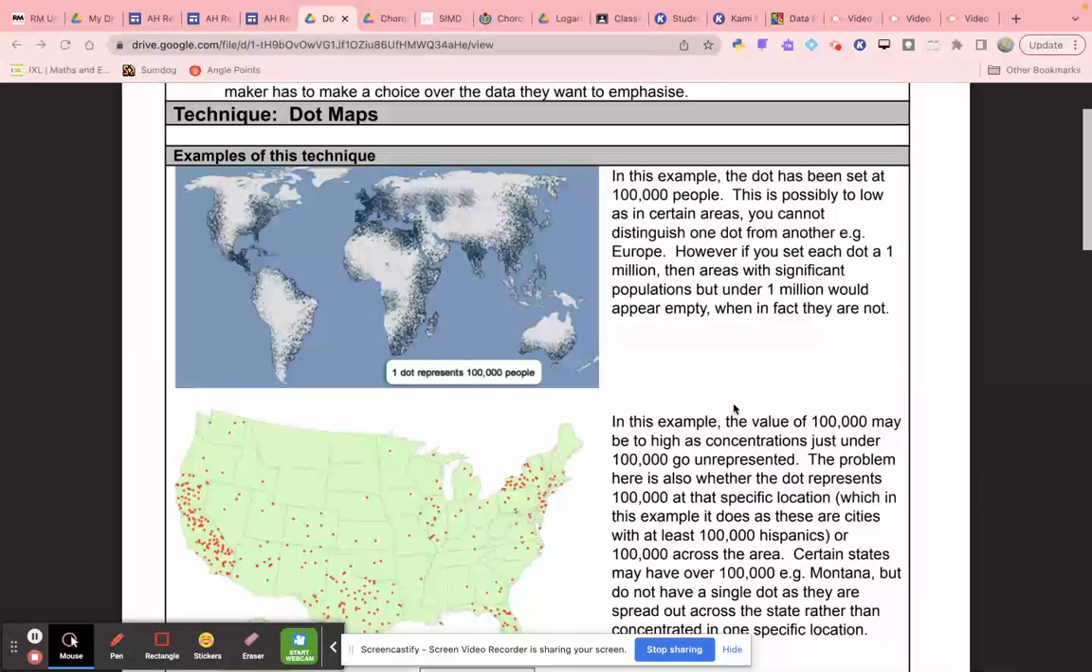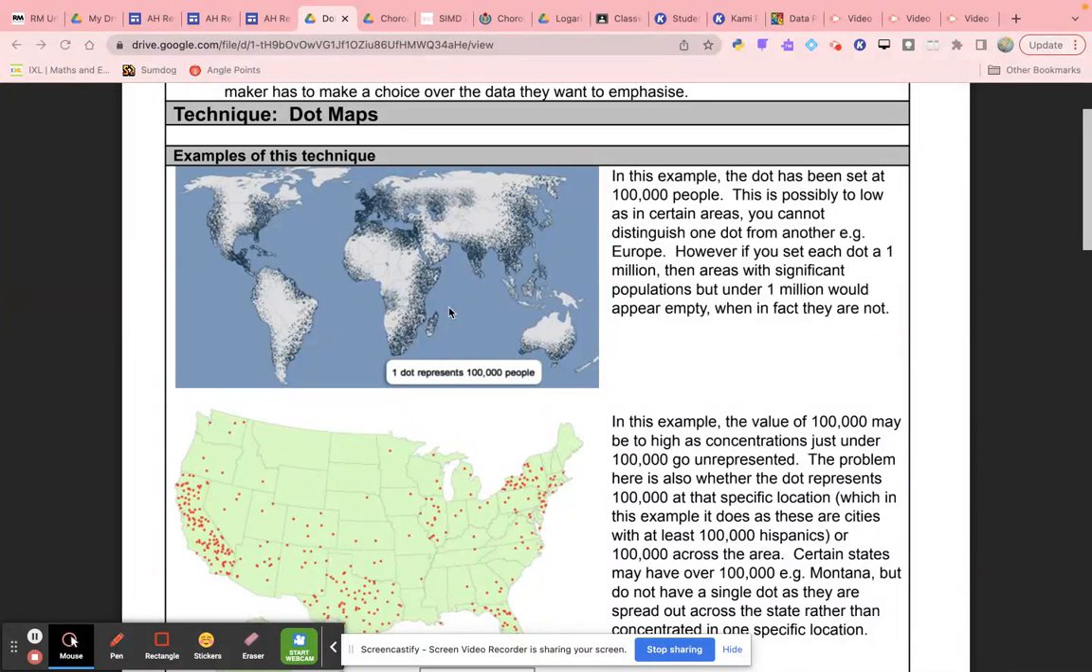Now, dot maps are often seen as the opposite mapping technique to choropleth or shading density maps, because many of the weaknesses of choropleth maps are actually addressed by dot maps. However, some of the weaknesses of dot maps are therefore actually addressed by choropleth maps. And that may make us have to think very closely about which technique they want to use when they're presenting their data and which one's going to be more effective at showing their information.